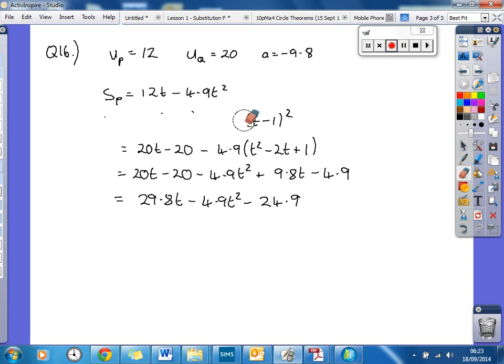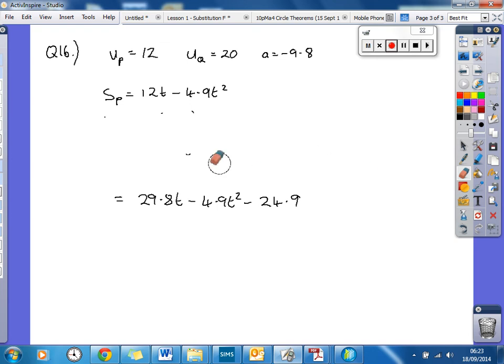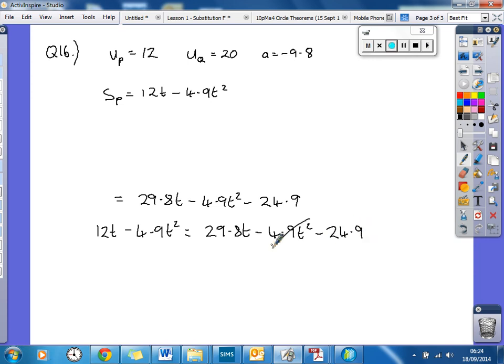Okay, let's make them equal to each other now, as we did before, this time with the proper values. So we've got 12t minus 4.9t squared is equal to 29.8t minus 4.9t squared minus 24.9. So same as before, they cancel out. I'm going to add the 24.9 over. I'm going to take away 12t. That will leave me with 17.8t, and that will now give you 1.4 seconds.